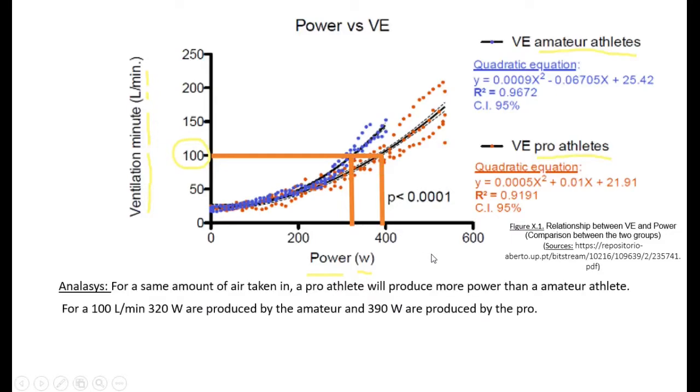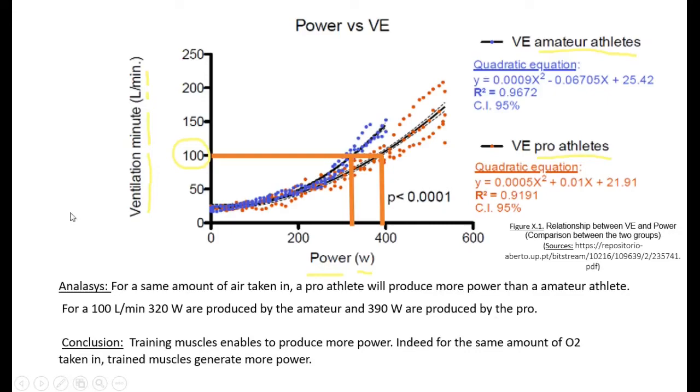So just underneath your graph you have an analysis box you can complete. For the same amount of air taken in, a pro athlete will produce more power than an amateur athlete. For 100 liters per minute, 320 watts are produced by the amateur and 390 watts are produced by the professional. And as a conclusion, training muscles enables to produce more power. Indeed, for the same amount of O2 taken in, trained muscles generate more power.